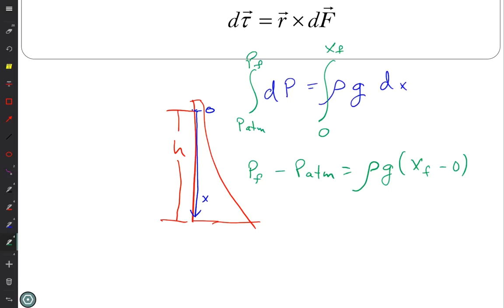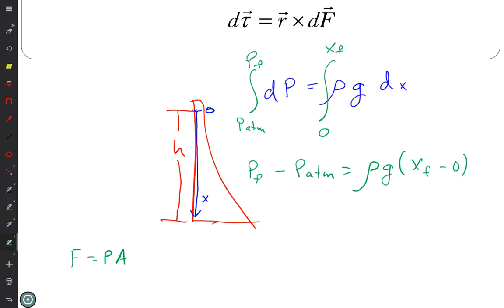A what? Pressure times area. Okay, so force is pressure times area, but the pressure is continually changing. So since the pressure is continually changing, how am I going to find the total force? I have to break it up into little areas and add it up.